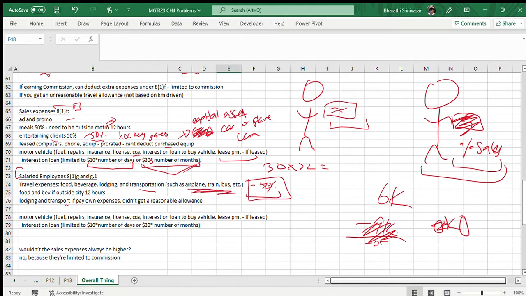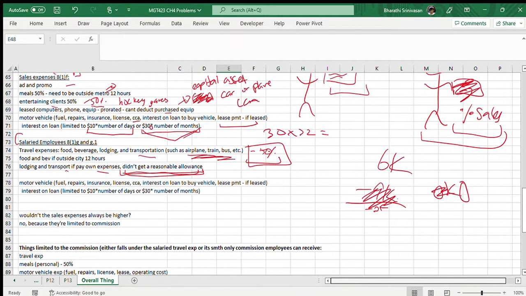Yeah, lodging and transportation, if you pay your own expenses and you didn't get a reasonable allowance. Again, it's the whole reasonable allowance thing. Okay. So for a motor vehicle, it's the same thing as if you're a salaried employee, and the interest on the loan is also the same thing, limited. Oh, I have to make sure it's 300 times the number of months, right? Yeah, it makes more sense because it would be way too much. Anyway, these are the expenses you can deduct as a salaried employee.